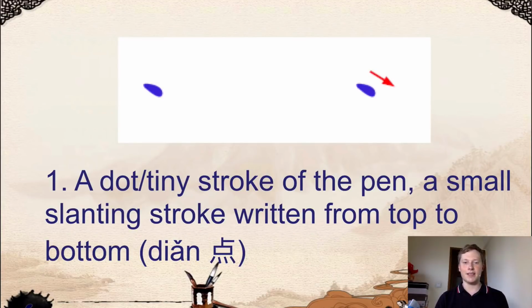So the first one is called in Chinese dian, which is a dot. Or, in fact, it's not actually a dot. It's not like you're just making a tiny dot on the page. It's actually kind of a line or a tiny stroke of the pen or the brush. And it's a small slanting stroke written from top to bottom in the direction shown by the arrow on the screen. So all of these different types of strokes in Chinese have names in Chinese, but you don't necessarily need to know what they're called in Chinese to be able to write Chinese. I've just put them on because some people have been asking me what these strokes are called. But you don't need to remember the actual Chinese names. I'm just putting them there for reference. Okay, so this is the first one.